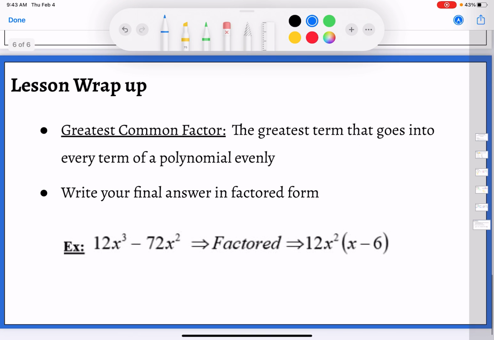All right, just to wrap it up, greatest common factor is the greatest term that goes into every term of the polynomial evenly, right? And write your final answer in factored form. So make sure you write that GCF out in front, you write your parentheses, and what would you have to multiply that GCF by to get back to your original? That's what goes inside the parentheses. That's what our answers are going to look like now when we are factoring.